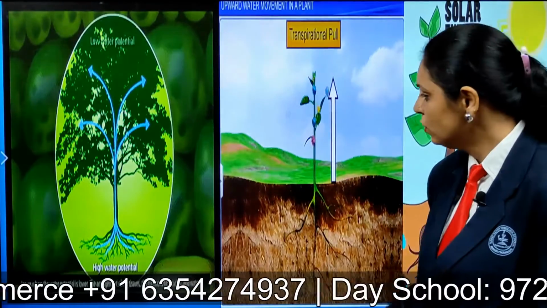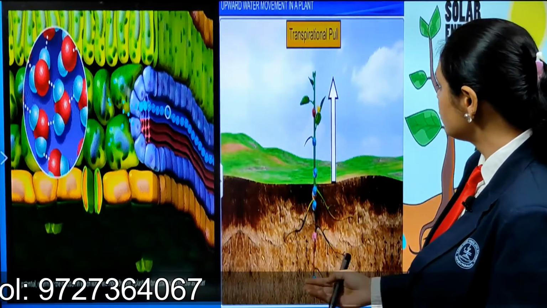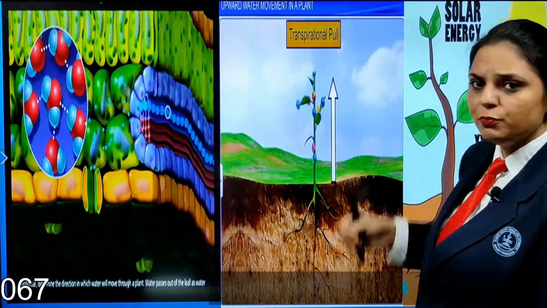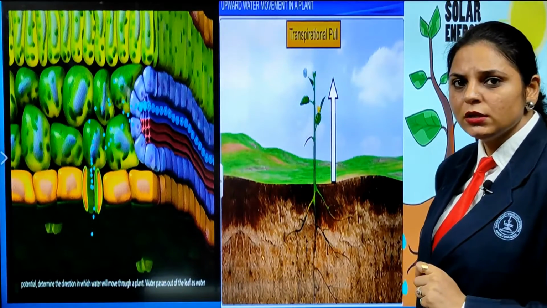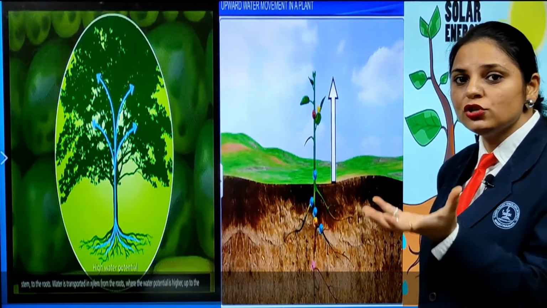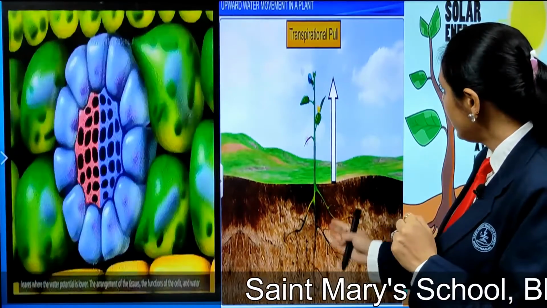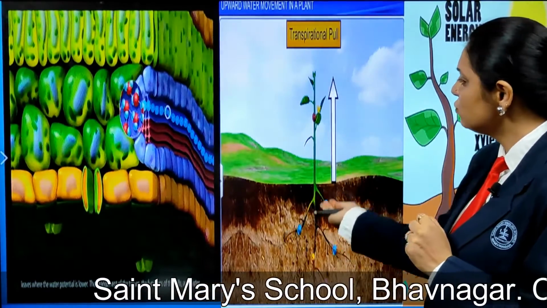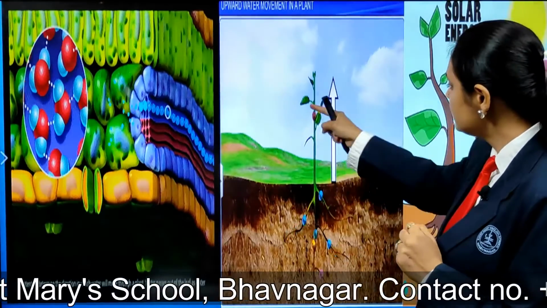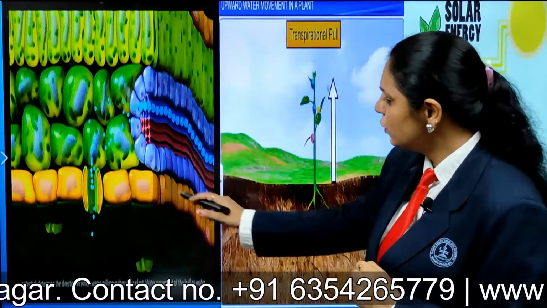This is how it takes up the water. As I explained, the root hairs help in absorbing the water, and here, due to transpiration pull, the water moves up. Do you know what transpiration is? Yes, yes Nikhil. Transpiration is the evaporation of water from the surface due to sunlight. It creates a pressure, and due to this transpiration pull, the water is transported to each and every part of the plant.